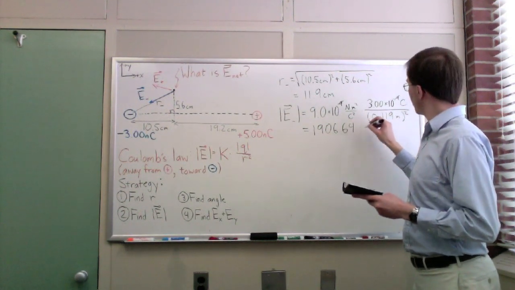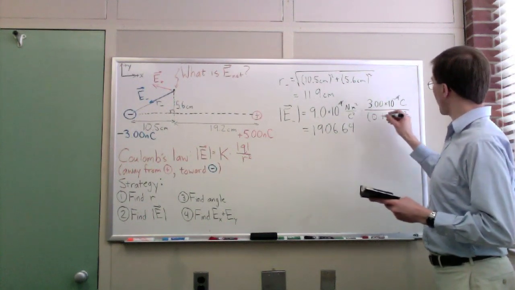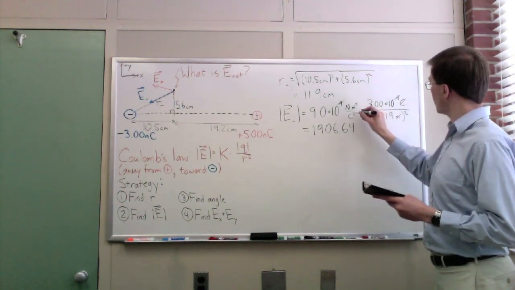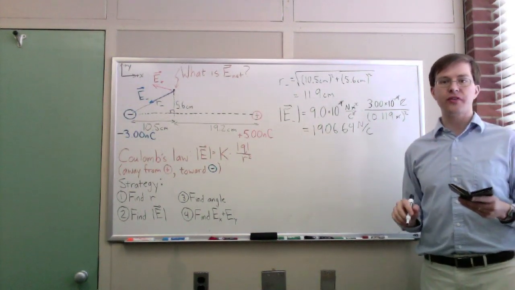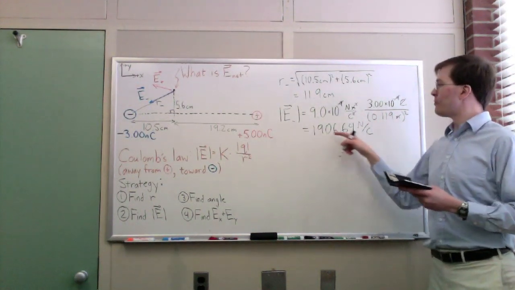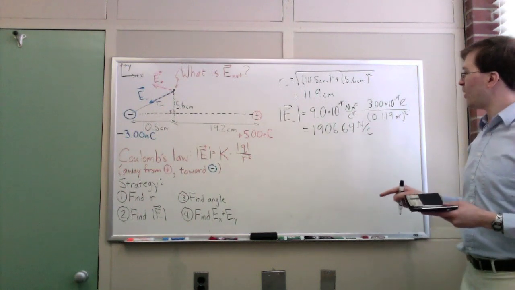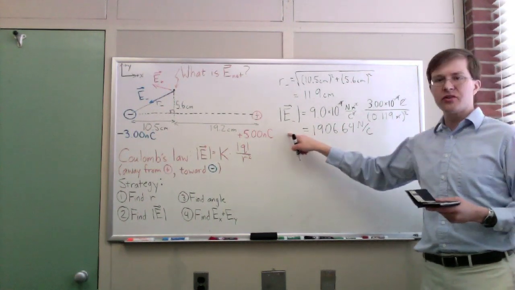6.4. And the units, meters squared cancels out, and one of the coulombs cancels. Newtons per coulomb. Those are the units of electric field, so I feel good about this. I have a magnitude of an electric field. Great. Okay, so I have my magnitude of the field.